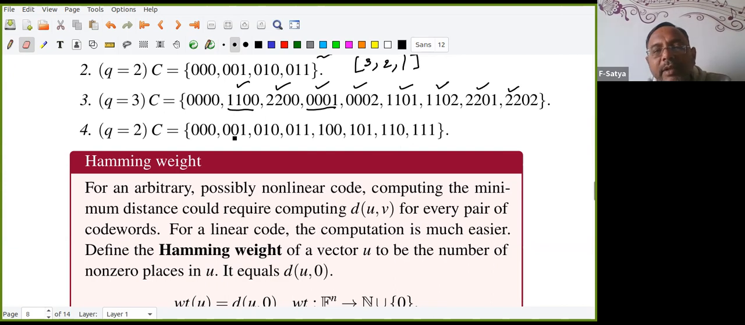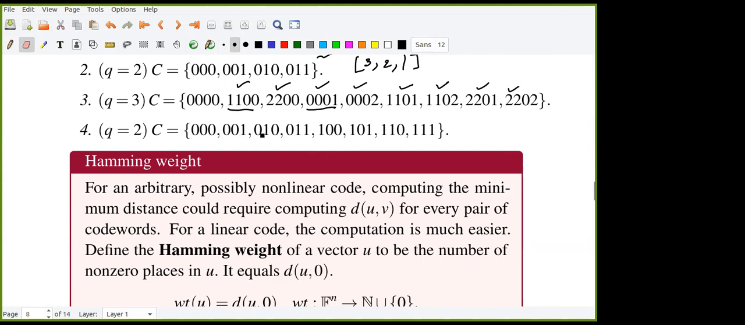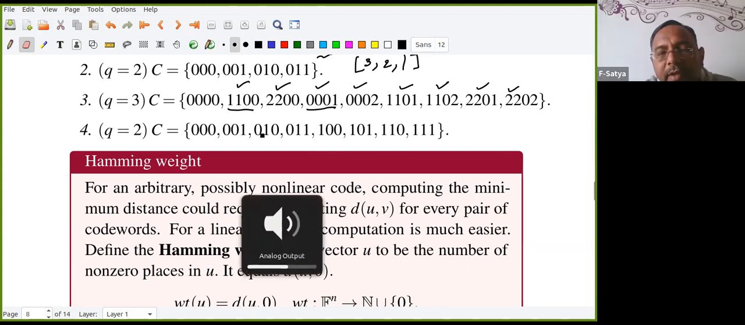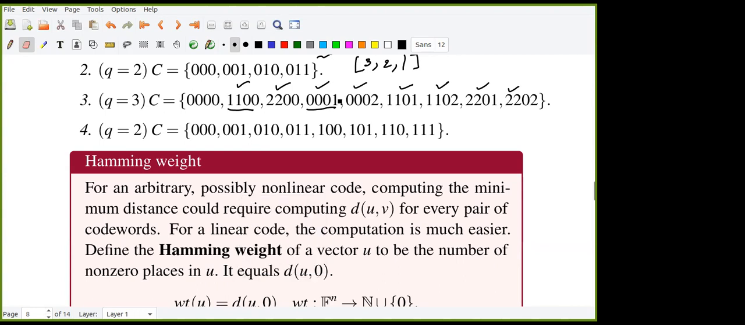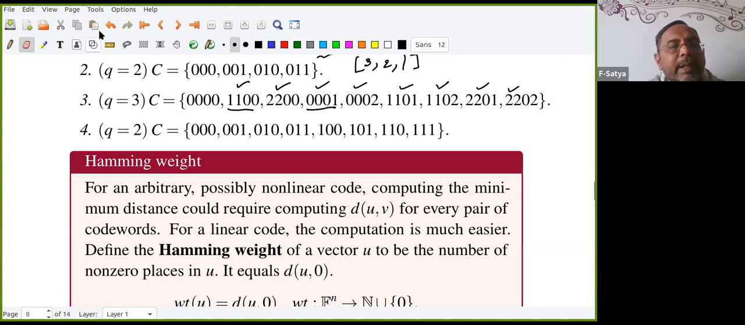It is the entire F2^3. Yeah, it is clear. It is the entire F2^3, correct? Yeah, it is a subspace, and it is the entire space. So what are the dimension and parameters now? Can you suggest to me?